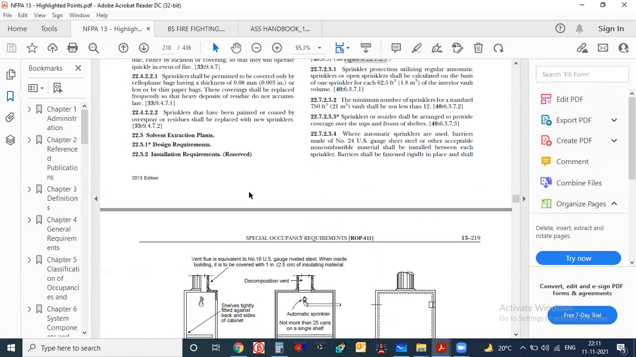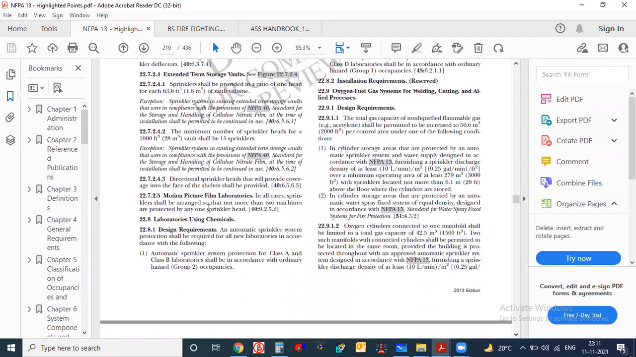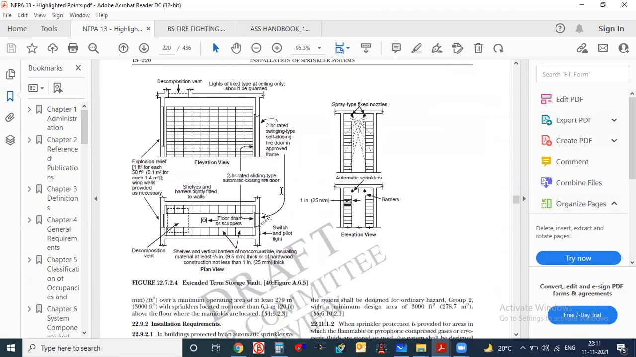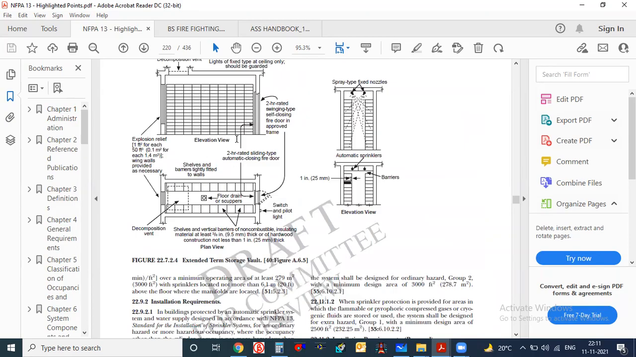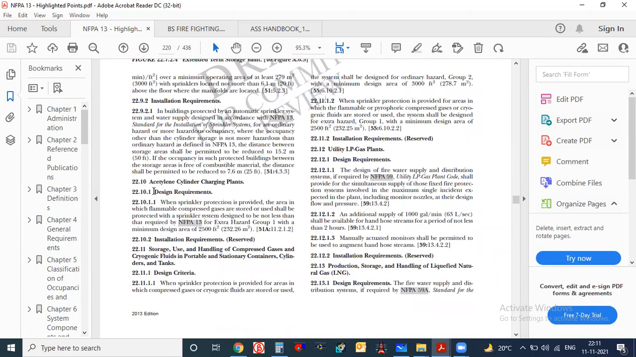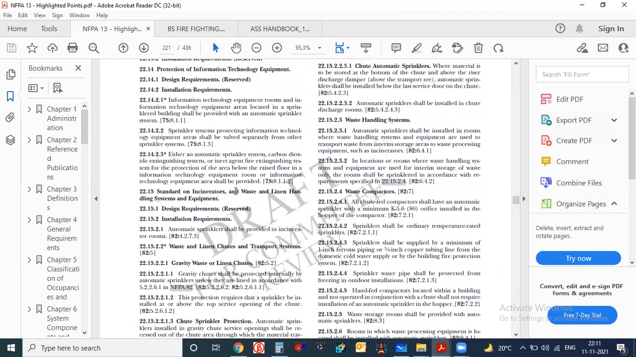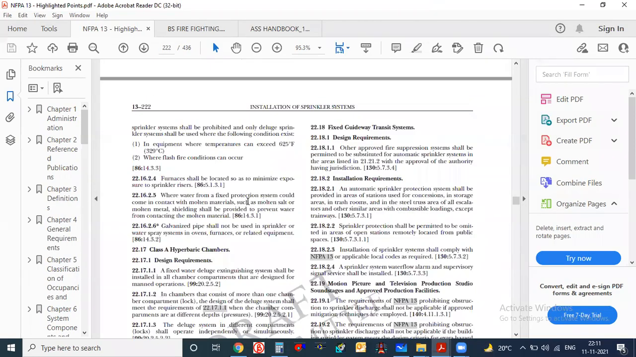But still, in NFPA 13 you can understand some points. If you are getting any pressure ranges and all, that will be more helpful. Here they have given everything: minimum operating area with sprinkler. Some points are written. You can go even for the oxygen cylinders and all, they have given. Extended term storage vaults, how to protect, acetylene cylinders charging plants. So these are very special. Waste handling system, waste compactors. Some points are written according to that.